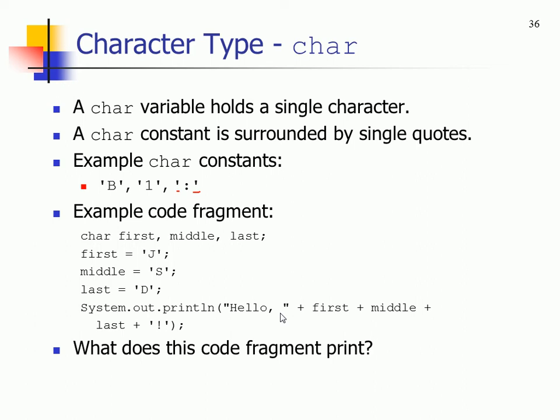Now we're going to say hello plus first plus middle plus last plus exclamation point. Let's look at what that does. This is a string. Do y'all agree it's a string because of these quotes right here? Okay. Now I'm going to add something to it. Or am I really adding something to it? Right, I'm not adding them, I'm concatenating them. So I'm concatenating the first initial to hello, and then the middle, and then the last.